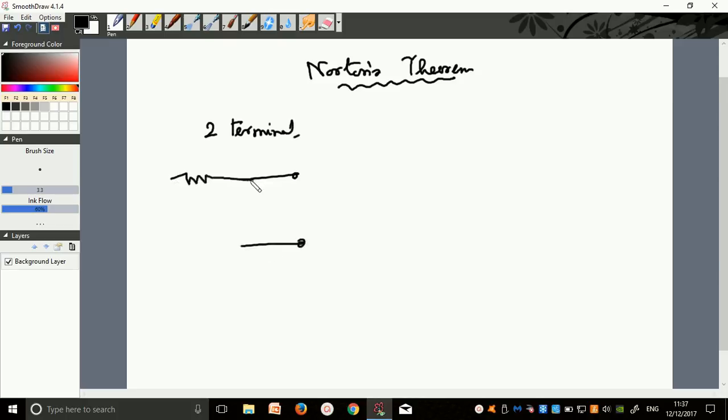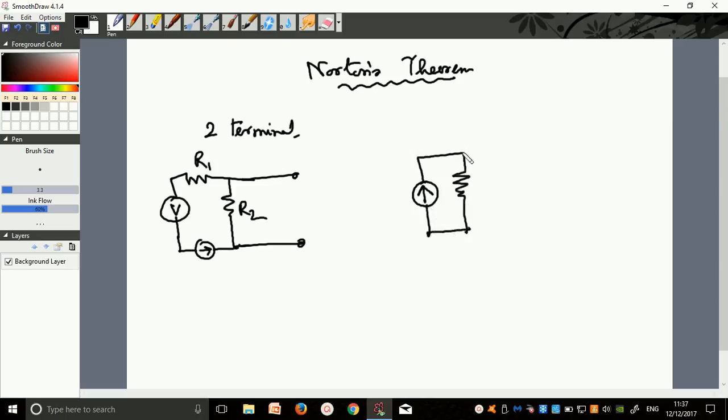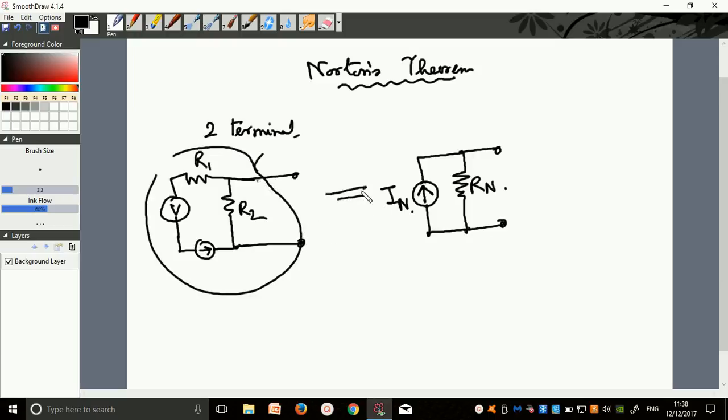any two-terminal network having voltage sources, current sources, etc. I'm just drawing one of these for a quick reference. Any two-terminal network can be replaced by a current source along with resistance, which we call R Norton. The current we call I Norton. The equivalent representation of this circuit is given by this circuit, that is our Norton's theorem.